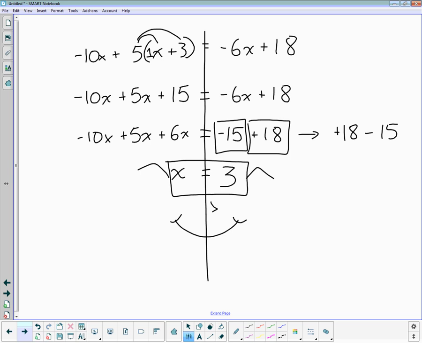Right there, what did you do? I just combined all those terms. It was 5 plus 6, which gave me 11, and then I subtracted the 10. So that's why it's just 1x. Right. That's why there's only X.